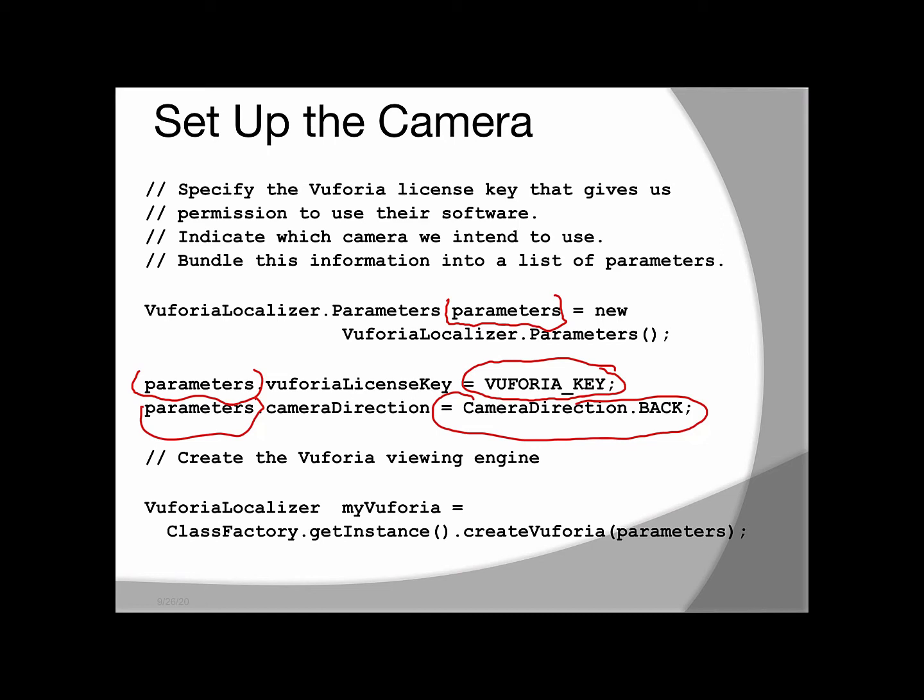Now, once we've done that, we want to create the Vuforia engine. And this is the engine that runs and is able to get the camera to work. So we're going to pass the creation of that, where we create Vuforia. We're going to send it the parameters that we created to get the camera going.